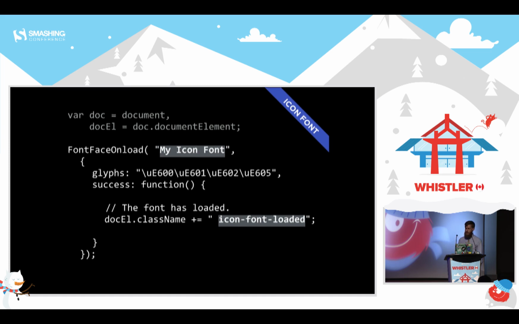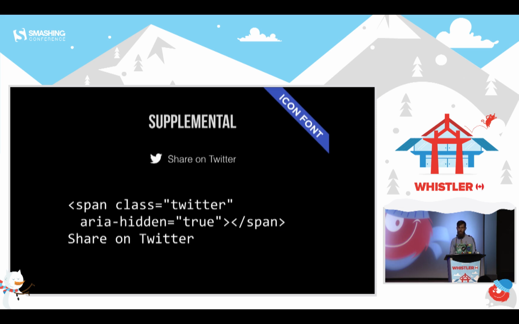So this is the syntax you might use with the font face onload utility. It's still basically the same. You've got to pass in glyphs so we know what to measure to see if the font is loaded successfully when the CSS font loading API is not available. So you do have to tell it what glyphs you're using in your icon font. And we'll use this to work with a supplemental icon font.